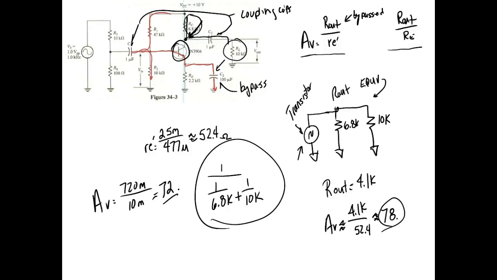I'm going to say 72. I'm going to hit the log on that, which gives me 1.85. Then I'm going to multiply that by 20 because this is a voltage measurement. So this is about a 37.2 dB gain, which is not bad.